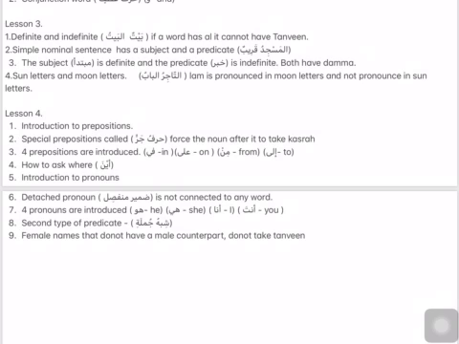Lastly, in lesson 4, we learned that female names that do not have a male counterpart do not take tanween. So for example, the name Maryam is going to be Maryamu, or Aishatu, Zainabu. It will not be with a tanween.